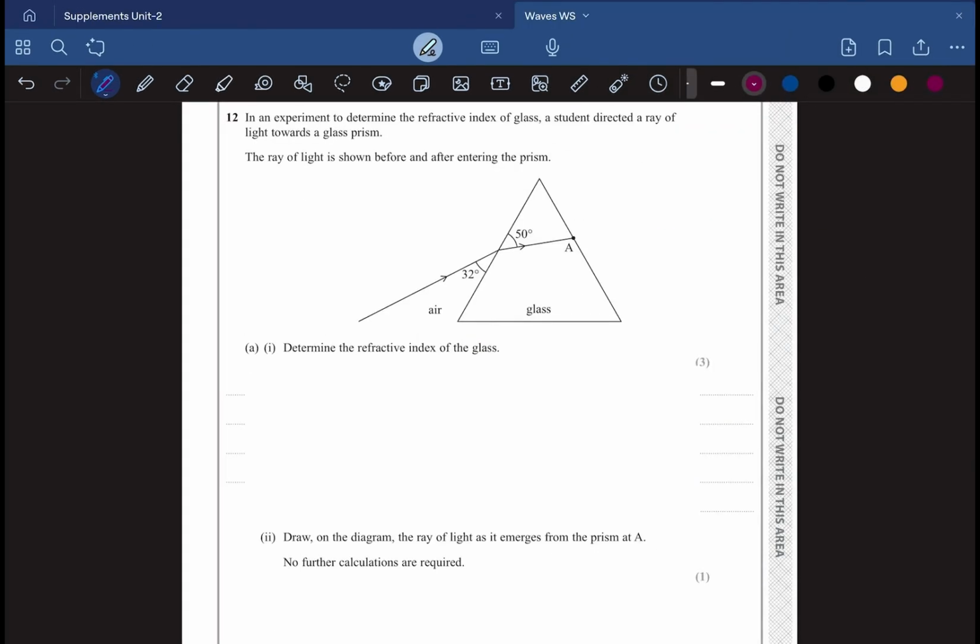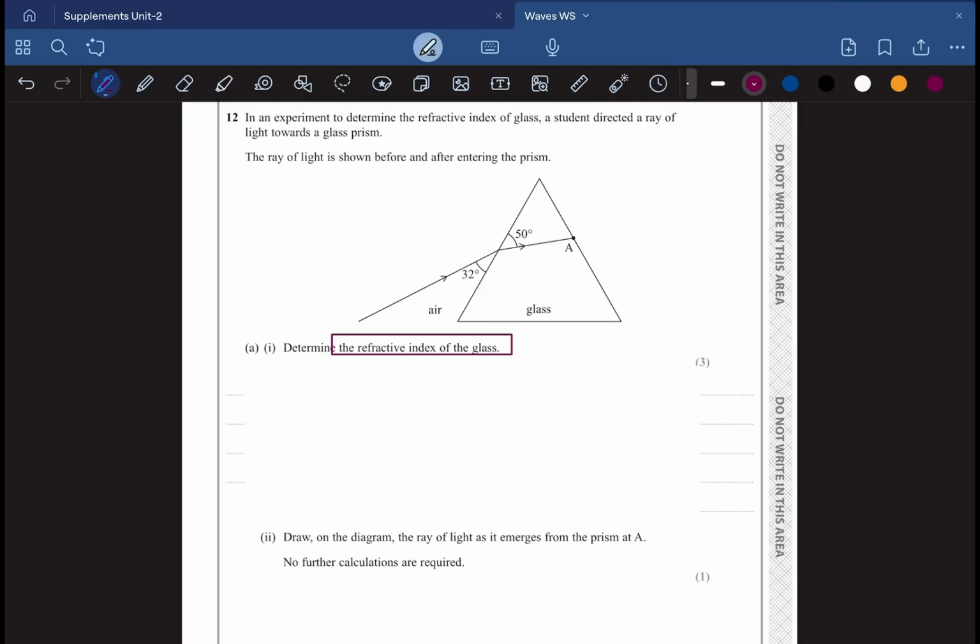It says, in an experiment to determine the refractive index of glass, a student directed a ray of light towards a glass prism. The ray of light is shown before and after entering the prism. Determine the refractive index of the glass. I cannot emphasize enough how many times they repeat this type of question. You must be able to answer this.